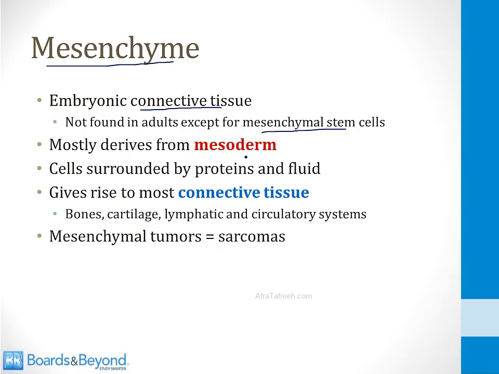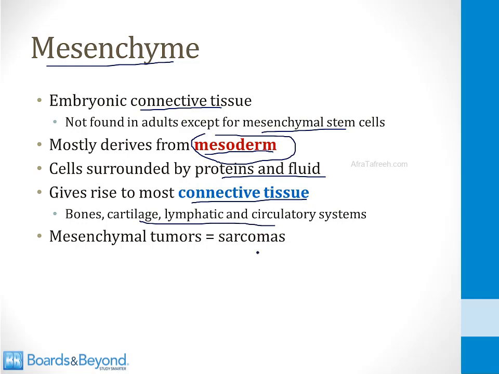The mesenchyme mostly derives from mesoderm. In fact, it used to be believed it was all mesoderm. There are some exceptions to this general rule, but it's mostly mesoderm, and it consists of cells surrounded by proteins and fluid that serves as connective tissue in the embryo. And the mesenchyme gives rise to most of the connective tissue in the adult. So for example, bones, cartilage, lymphatic, and circulatory systems, these all derive from mesenchyme, which is mostly mesoderm, and that's why these things are usually referred to as mesodermal structures.